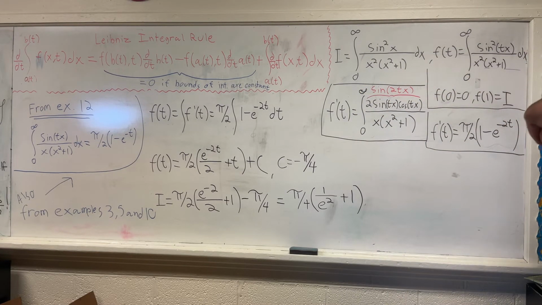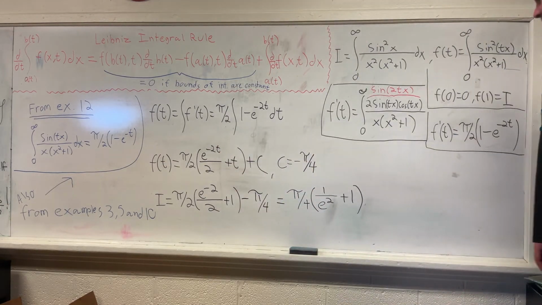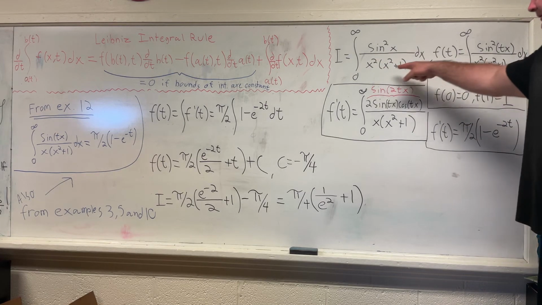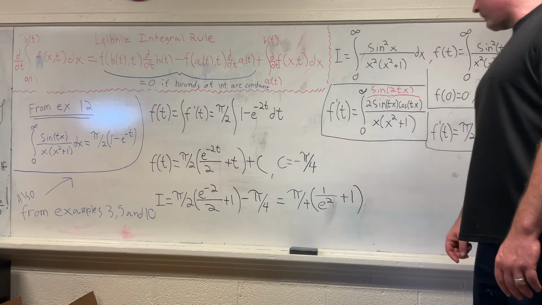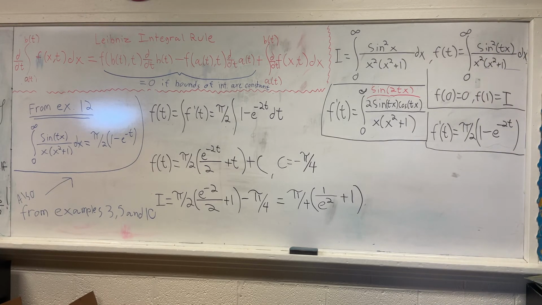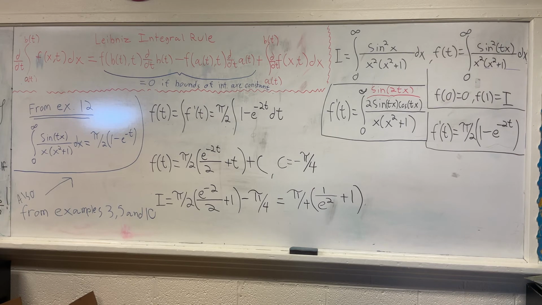Plugging c equals negative pi over 4 and t is equal to 1 will give us I. And that's written right there, giving us a final value for I being pi over 4 times 1 over e squared plus 1. And that's it. That's the answer to that integral right there. Extremely intimidating integral, made not so bad if we build upon things that we've already discovered.